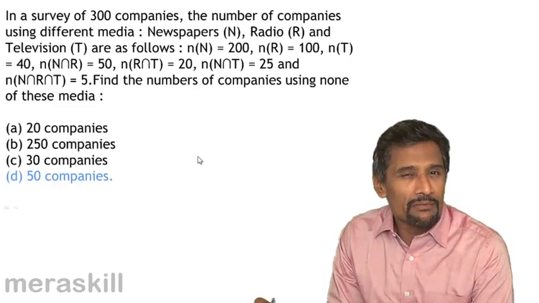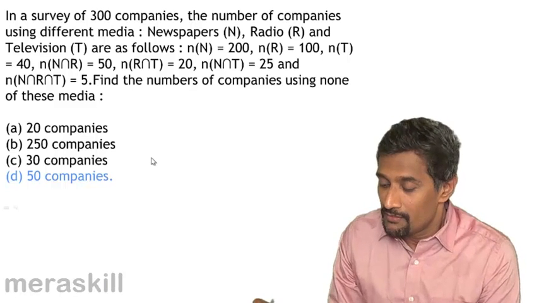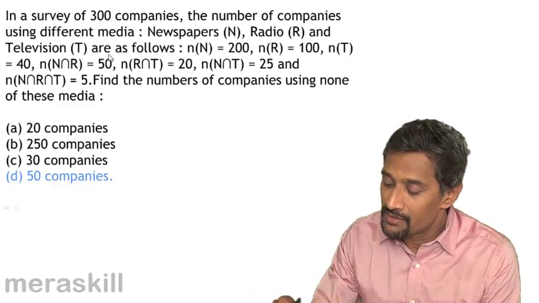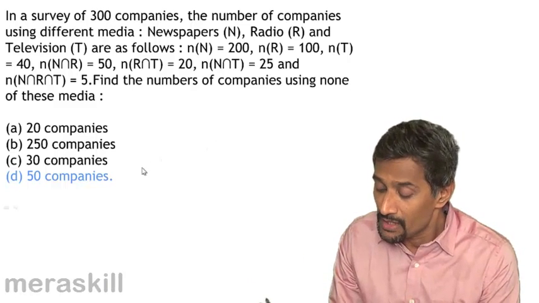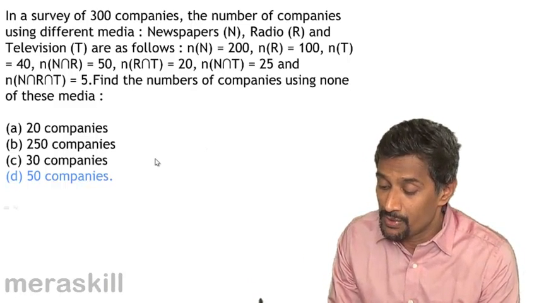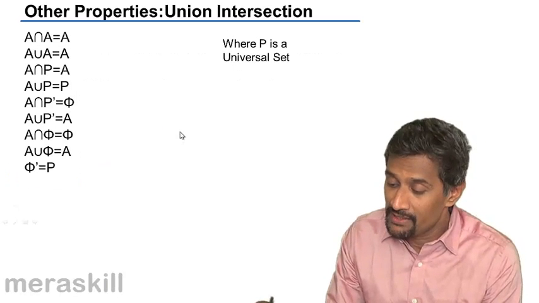So we need to be a little more careful. We made a mistake over there. We substituted this 200 as 300 and went wrong. So there are 50 such companies. Let's see what we have next.